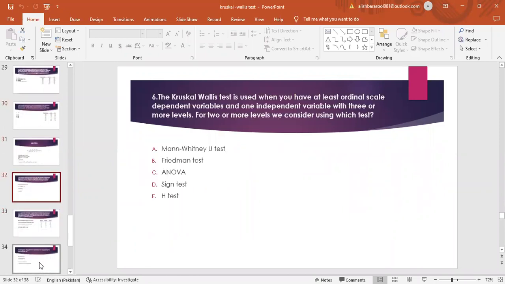The Kruskal-Wallis test is used when you have at least ordinal scale dependent variables and one independent variable with three or more levels. For two or more levels, we considered using which test? A, Mann-Whitney U test, B, Friedman test, C, ANOVA, D, sign test, and E, the H test. Am I audible? Alpha. Yes, A is the right answer.